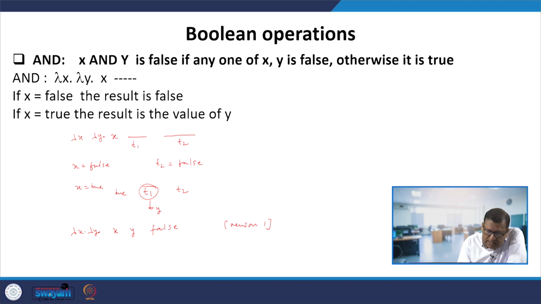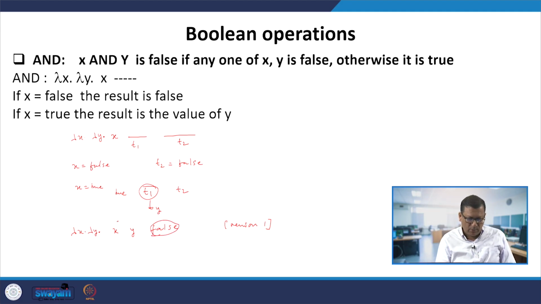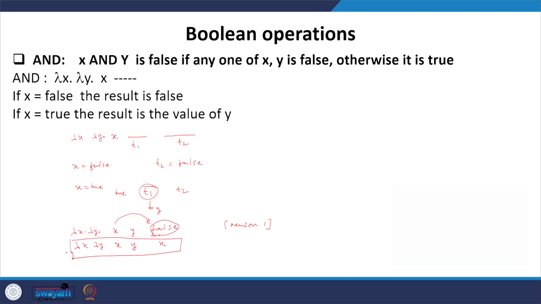Now if we again take a closer look, when x is false, we are saying the answer is false. This false is actually the value of x. So then we can say x y x. So this is our AND function. It is worth rewriting these things together. We have lambda x dot lambda y, x y false, and lambda x, lambda y, x true y, and lambda x, lambda y, x y x, and lambda x, lambda y, x x y. So this is our OR, this is our AND.